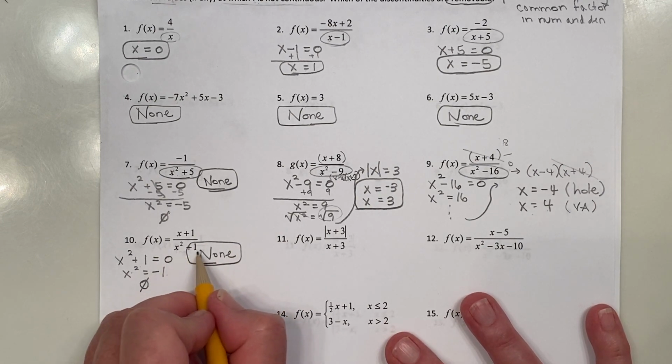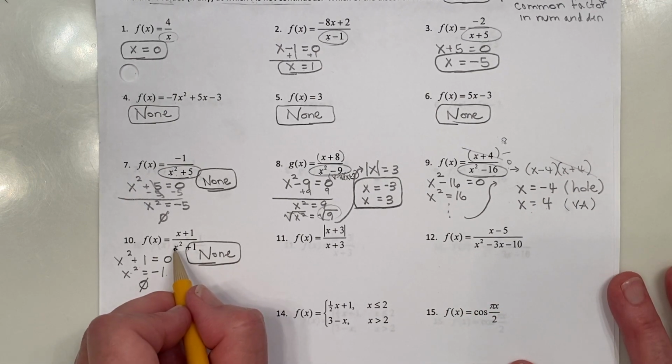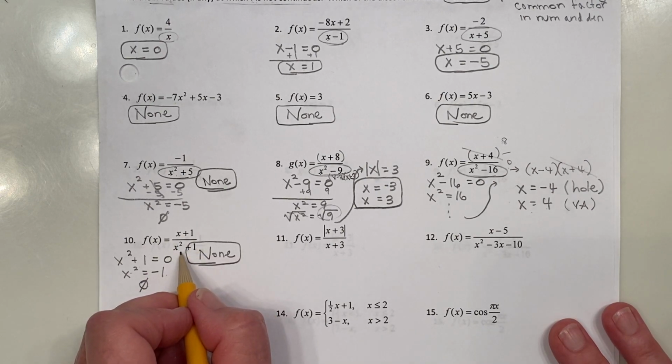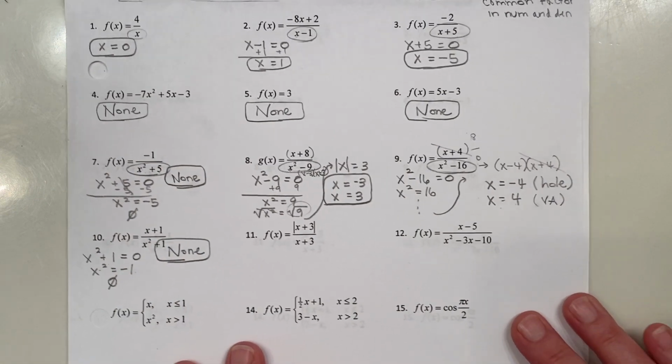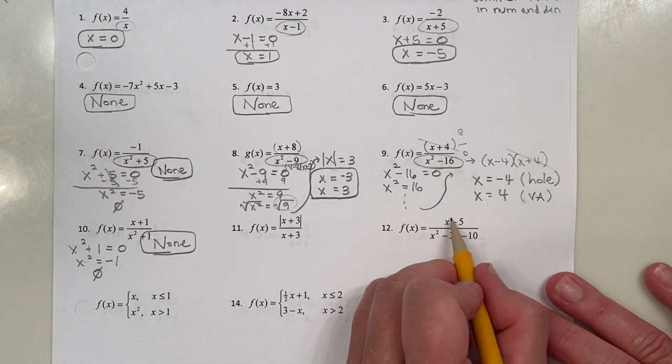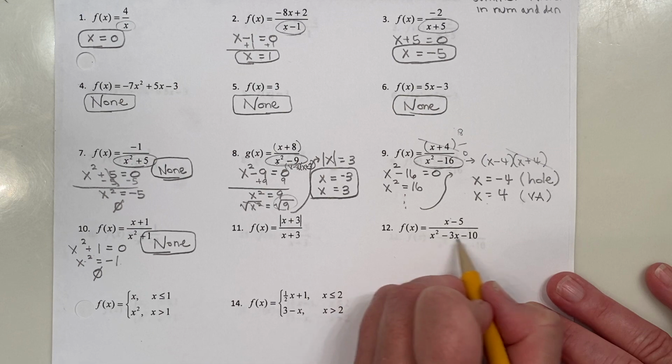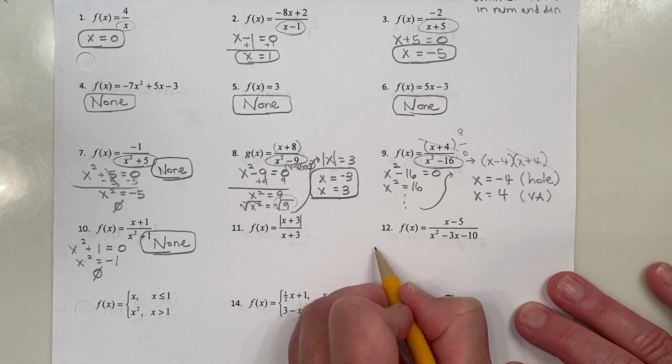And remember, x squared plus 1 does not factor. That's a sum of squares. It's not a difference of squares. So I'd never be able to cancel the numerator with the denominator anyway, because it didn't factor. All right, let's look at 12. Rational function. I might want to try and factor it first.